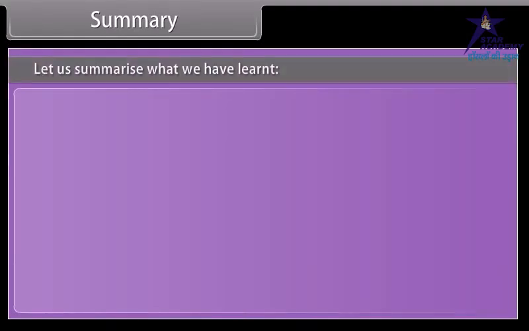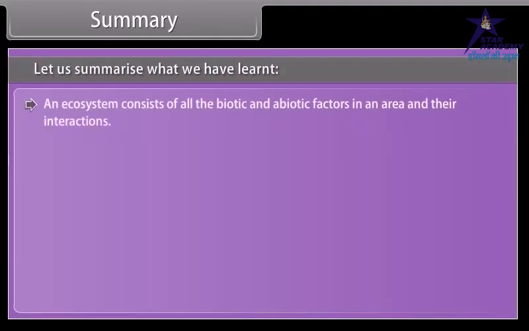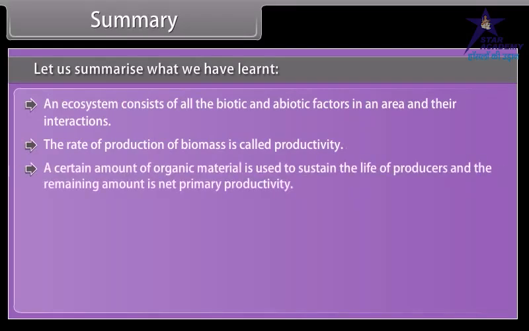Summary. Let us summarize what we have learned. An ecosystem consists of all the biotic and abiotic factors in an area and their interactions. The rate of production of biomass is called productivity. A certain amount of organic material is used to sustain the life of producers, and the remaining amount is net primary productivity. NPP is equal to GPP minus energy lost in respiration.